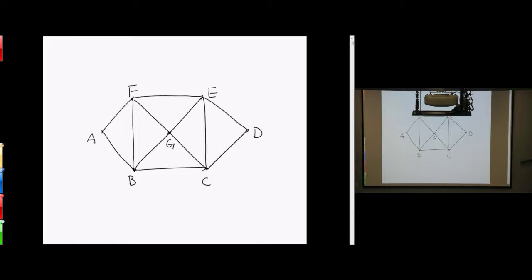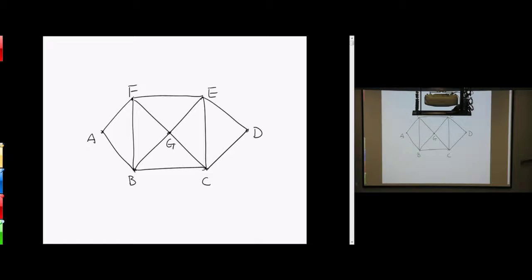We want to know whether there is an Euler circuit or Euler walk in this graph. Let me remind you what that is. You have to travel through every edge, but only once and exactly once. You cannot miss any edge, and you cannot repeat any.